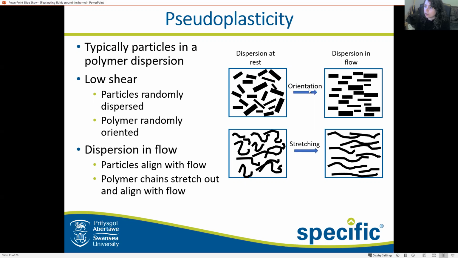But when we start to apply a flow, this allows the particles and the polymer chains to become orientated, in terms of particles, and stretch out, in terms of the chains. This allows them to be orientated in the direction of flow, which allows them to flow more readily, as you don't have the resistance from the particles blocking one another. And this is the case for a lot of shear thinning fluids, as we will discuss later.